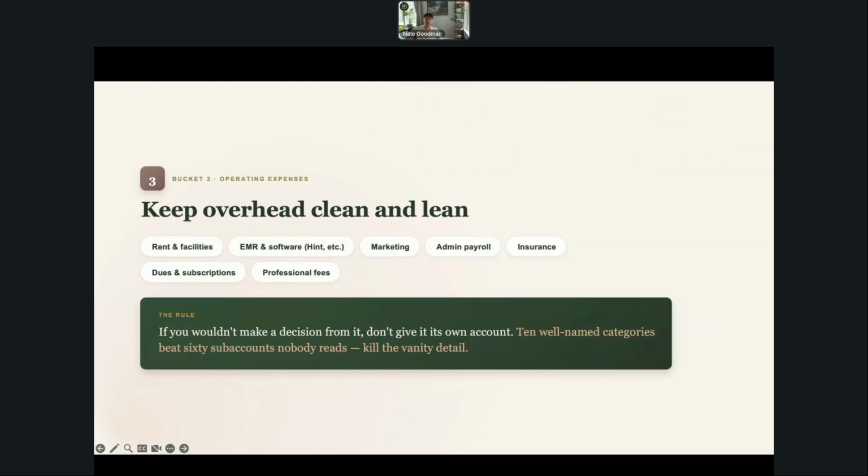So then we want to keep our overhead clean. Rent and facilities is a standard bucket, EMR and software, marketing, admin and payroll, insurance, dues and subscriptions, and professional fees. If you wouldn't make a decision from it, then don't give it its own account. 10 well-named categories can beat 60 sub-accounts that nobody reads. So we like to say kill the vanity detail.